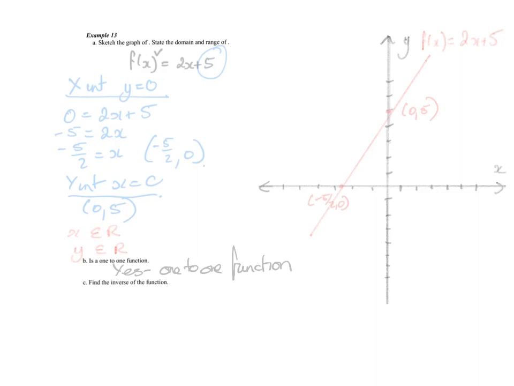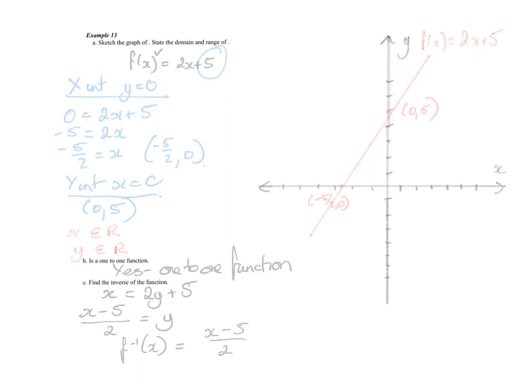In part C, they want us to find the inverse function. Now, when you're actually finding the rule for the inverse function, what you should do is swap all your x's for y's and your y's for x's. So instead of f of x, we have x, because f of x is like y, and 2x becomes 2y plus 5. And now what we want to do is make y the subject, so bring 5 across and divide by 2. So x minus 5 divided by 2 is equal to y. So my inverse function, let's use the right notation, f minus 1 of x is equal to x minus 5 on 2.